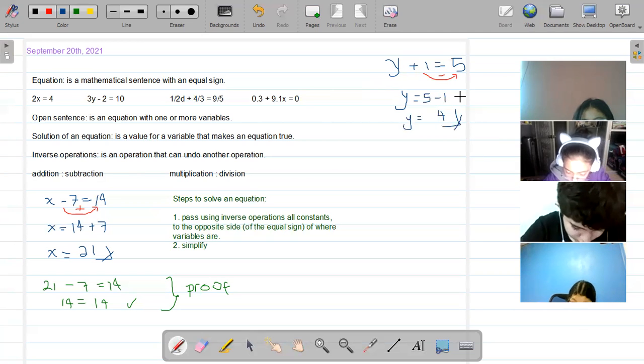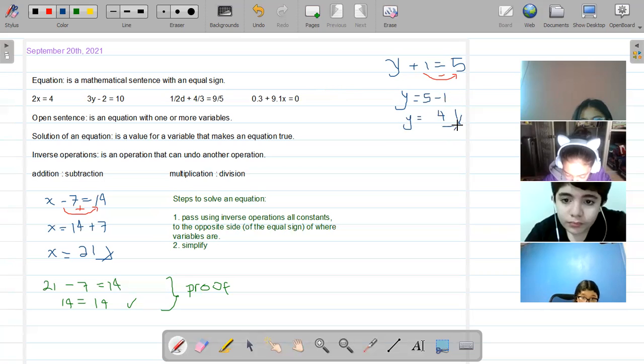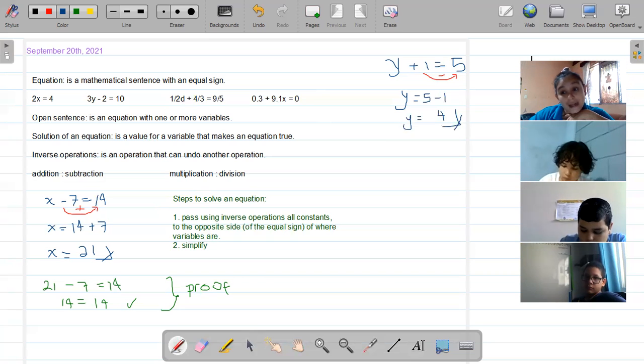Easy peasy, right? So I told you, I don't want any proof, but I can do it mentally. If I say this is 4, so 4 plus 1, 5, yes, it is correct. I can do the proof mentally because I don't need you guys to do it in your notebook, okay? Let's solve another one using multiplications and divisions. These ones are really interesting, okay?